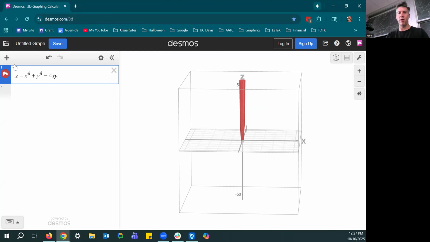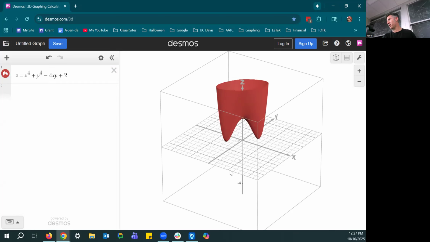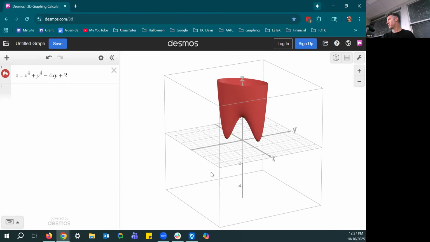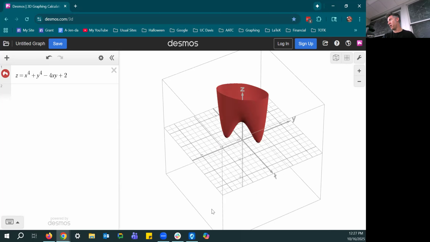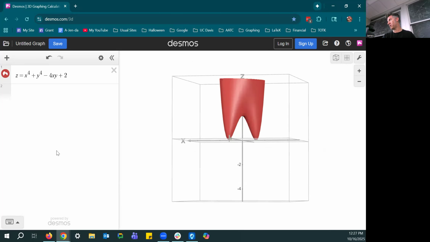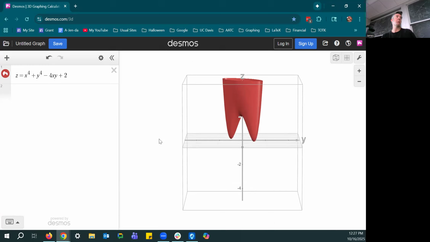Plus 2. And I should recenter my picture here. There we go. Kind of looks like a pair of pants. You've got your two minimums down there, and then in the middle, you've got your saddle point. Kind of cool. So yeah, just like we expected to see.